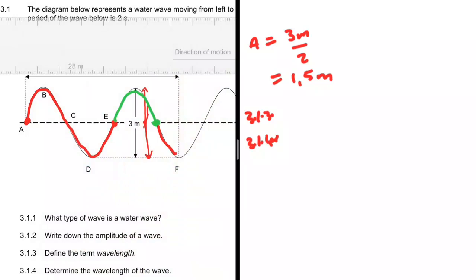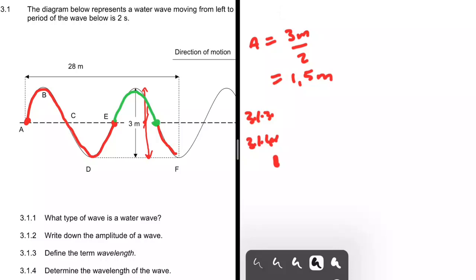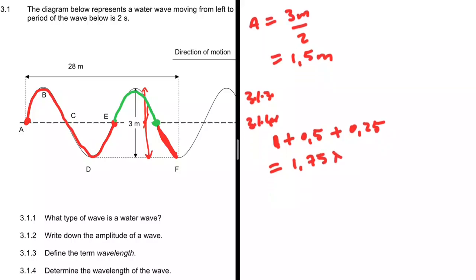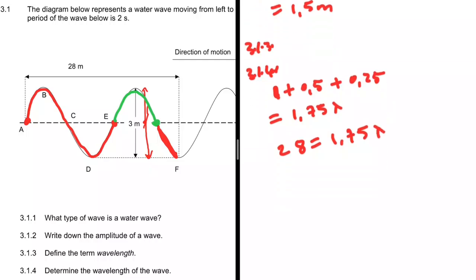So how many wavelengths do we have in that 28 meters? We have one plus 0.5 plus 0.25, right? We have that quarter at this point. So what does that give us? That gives us 1.75 wavelengths. So the 28 meters is equal to 1.75 wavelengths. So what is the wavelength of the wave?